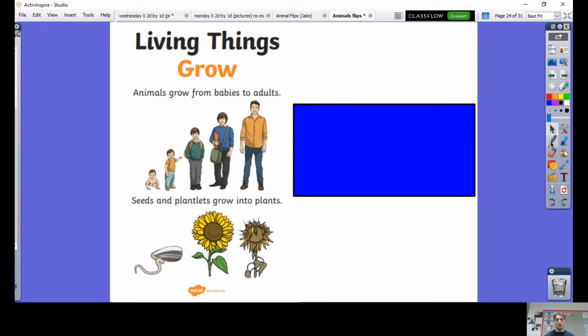Living things can grow. So animals can grow from babies to adults. So you might remember when you were born, you were maybe a really small baby, a really, really tiny baby, and you've grown to be the size you are now. I know when I was your age, I was a lot smaller than I am now. So you will still grow to be an adult. You'll still grow to a full size.